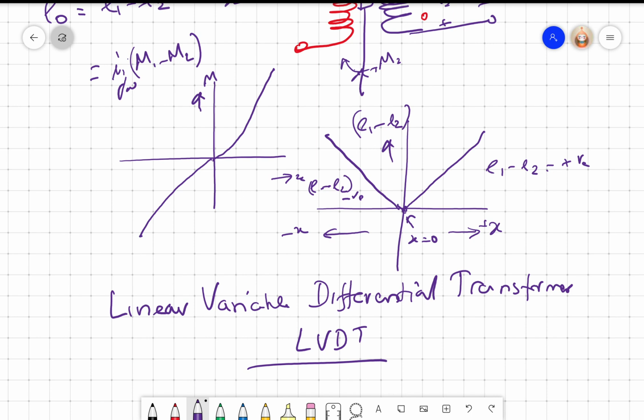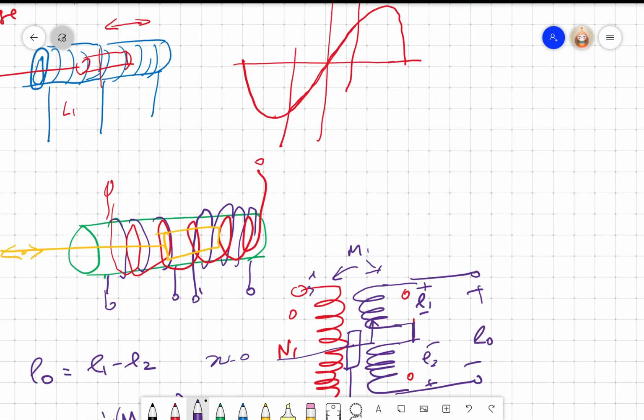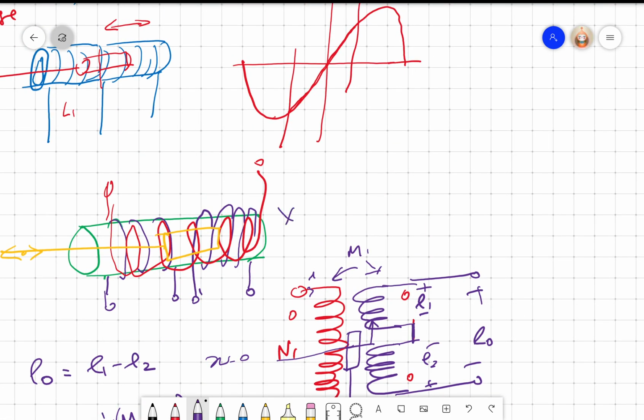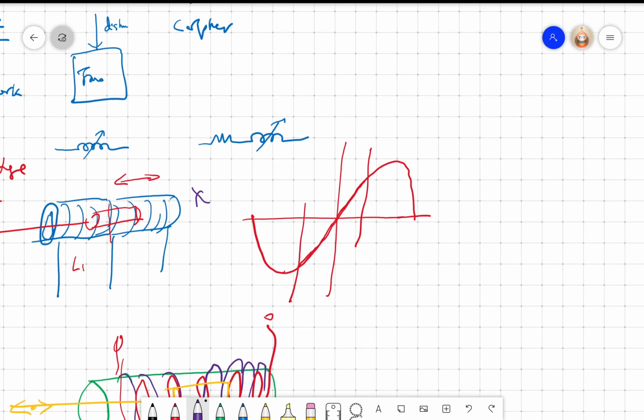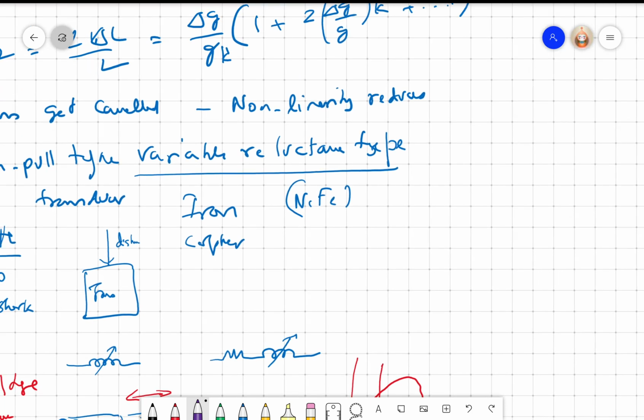The LVDT is a very popular transducer, and the applications are quite numerous, and it is commercially available. The LVDT is commercially available. This is not commercially available. This just inductance is not commercially available. This is commercially available. Variable reluctance, push-pull type, variable reluctance type transducer is commercially available.